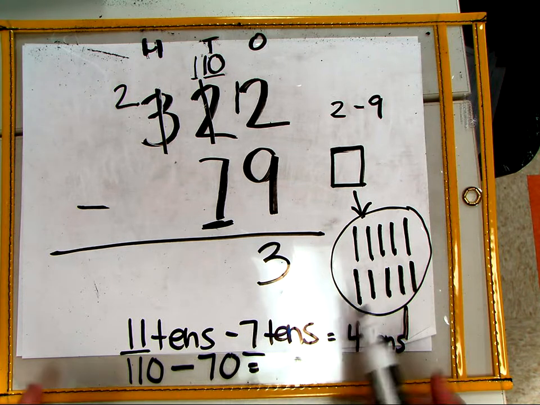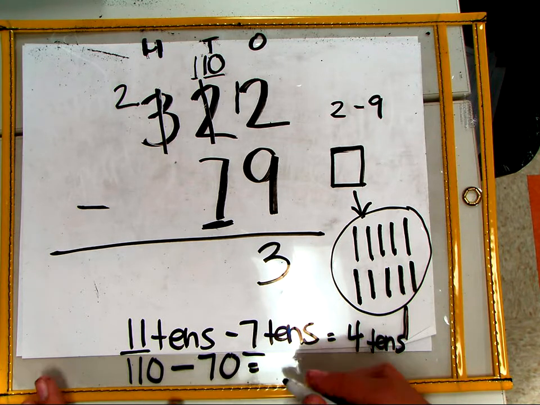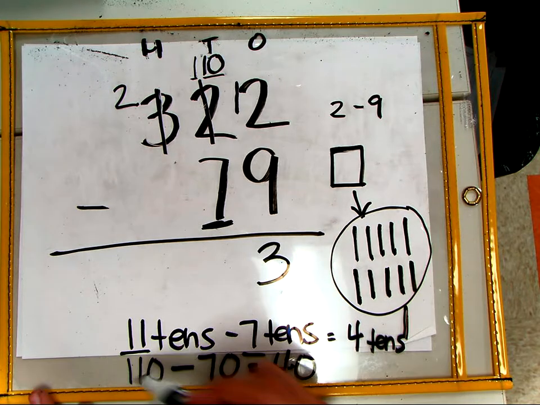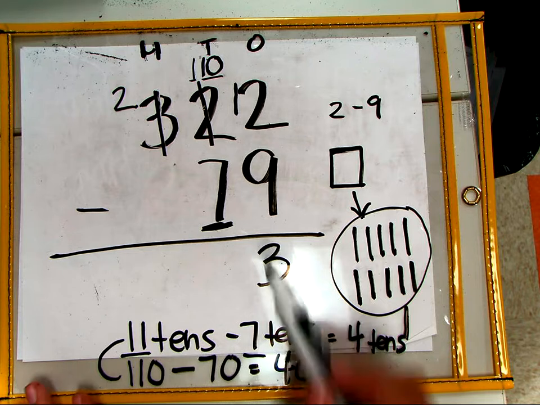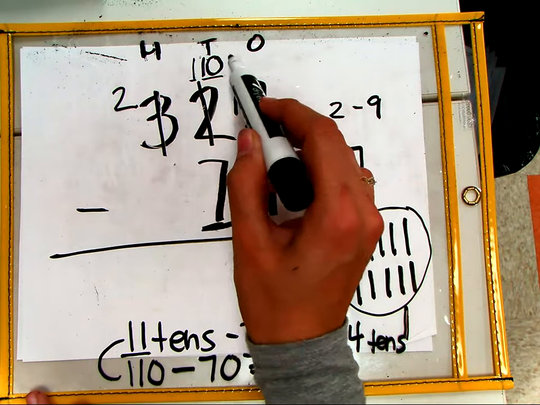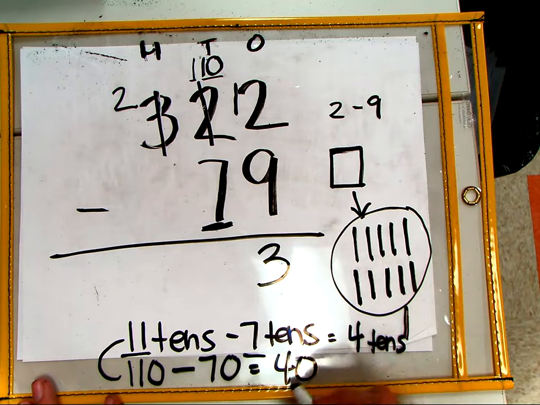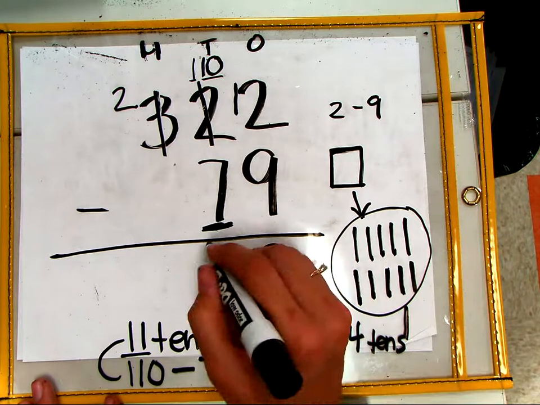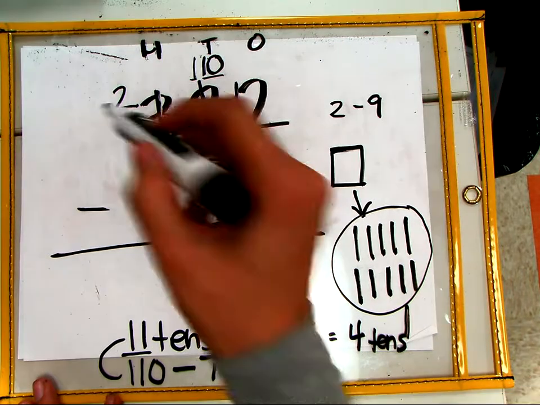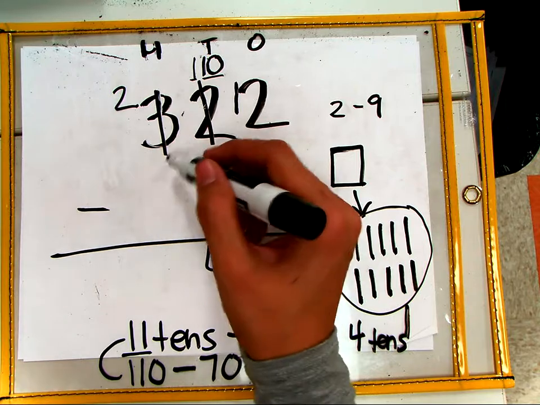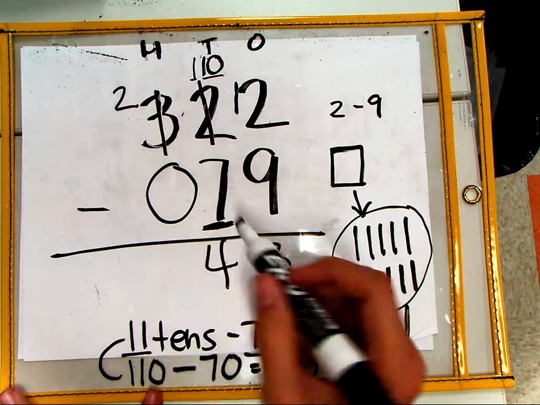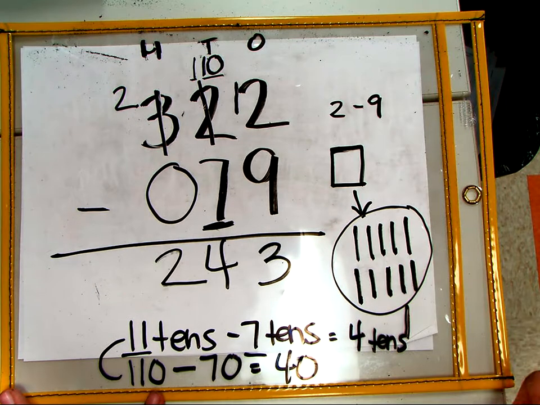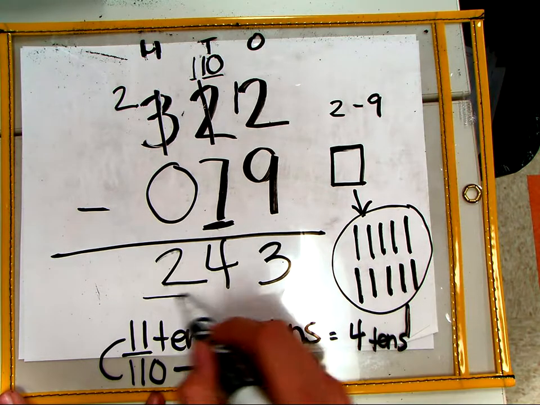So 110 minus 70 equals 40. These two things are exactly the same thing. One is just easier to think about. So 11 tens minus 7 tens is 40, or 4 tens. So I put a 4 in the tens place. 200 minus 0, there's no hundreds in the number 79. 200 minus 0 is 200, so my difference is 243.